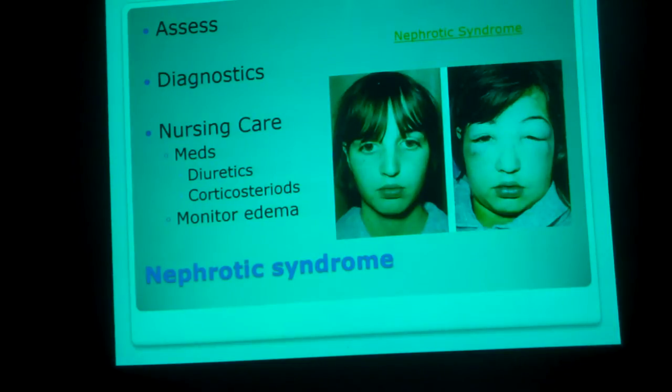Undescended testes, you can't palpate the testes in the scrotum. Sometimes you'll see this in preterm babies. If it is not a preterm baby and they do not descend, it does put them at increased risk for cancer. It can be inherited.